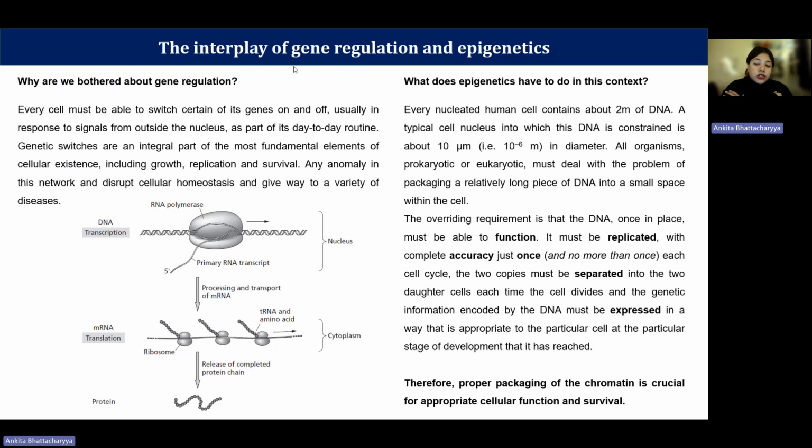The copies of DNA should be segregated into daughter cells every time the cell undergoes division, and the genetic information encoded within the DNA should be expressed in a way which is appropriate to the condition that the cell is enduring at that point of time. So proper packaging of the chromatin becomes a very challenging and crucial task that needs to be performed perfectly so that gene expression is not adversely harmed.